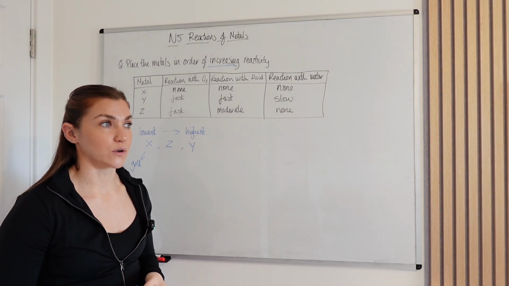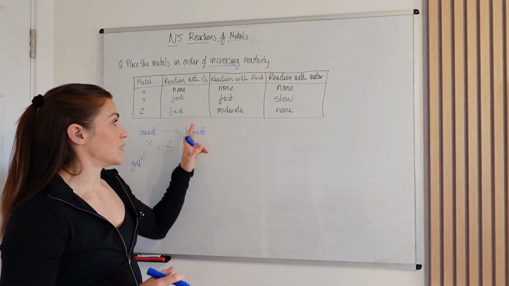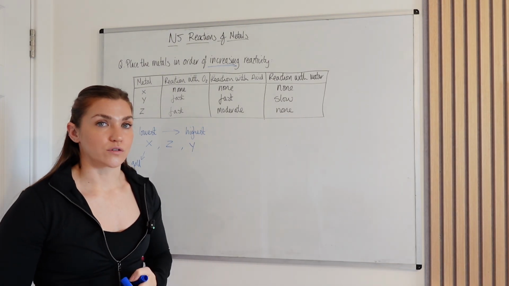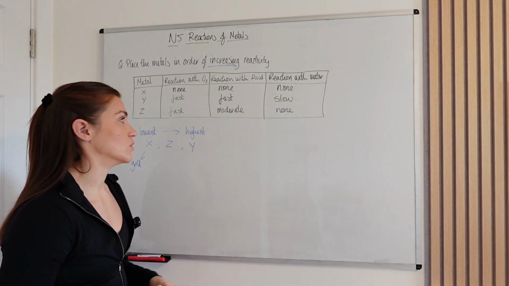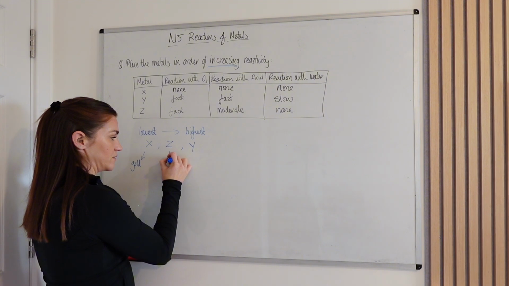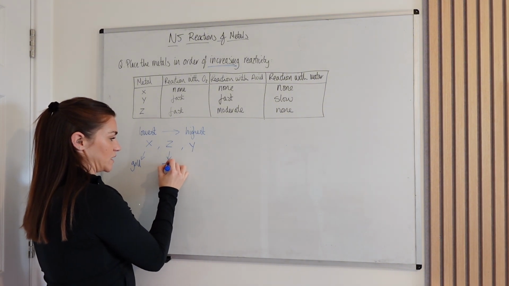If we're looking for what Z could be, Z could react with oxygen, it can react with acid, but it won't react with water. So that means it has to be above hydrogen in the electrochemical series, but it can't be in group 1 or group 2. So we probably want to go with something like zinc or iron, but we'll just go with zinc.